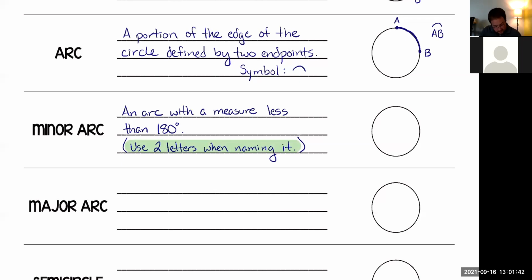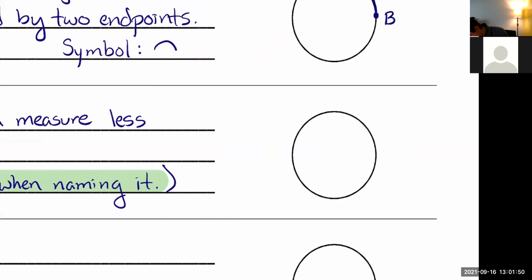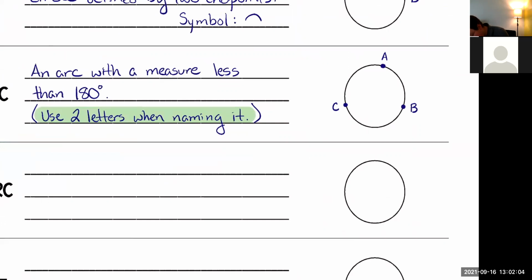So what I'm going to do here is create the same exact diagram for the minor arc and the major arc. We're just going to identify different pieces. So on this top one here, I'm going to put A right here, B right here. I'm going to put a third point, C, over here, which we'll use in just a moment. But with the powers of technology, I am going to, come on now. Oh no. There we go.